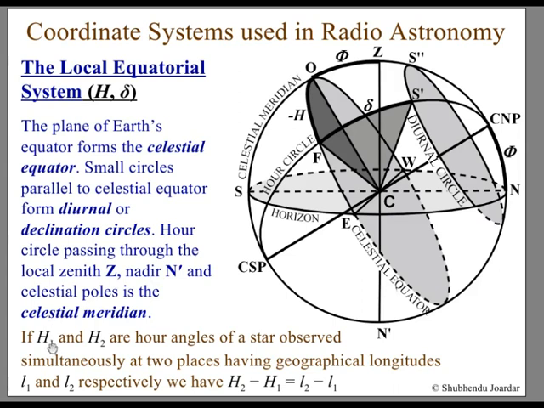Now from this diagram you can see that if H1 and H2 are hour angles of a star observed simultaneously at two places having geographical longitudes L1 and L2 respectively, we have H2 minus H1 equal to L2 minus L1. So the difference between the hour angles of a star measured at point 2 and point 1 is the same as the longitude at point 2 minus the longitude at point 1. It is just relating the hour angle with the longitude.